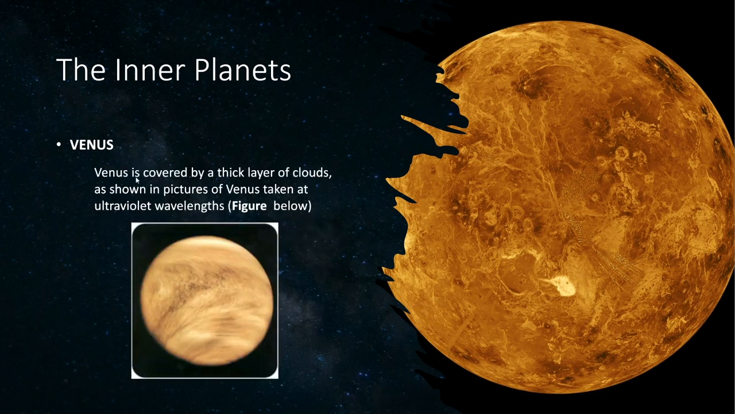Venus is covered by a thick layer of clouds, as shown in this picture of Venus taken in ultraviolet wavelengths. As you can see here, this was taken in ultraviolet wavelengths, showing a thick layer of clouds.